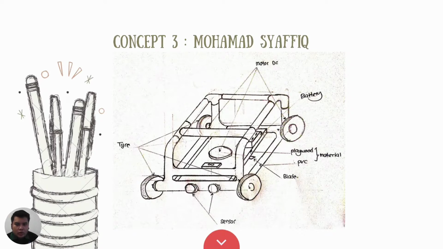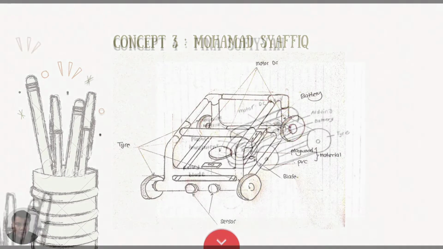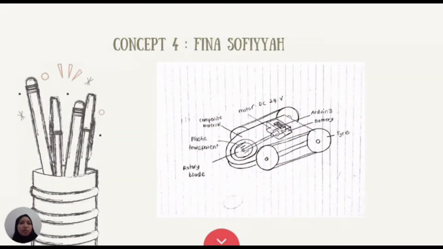To move the lawnmower, I have chosen an electric tire that has a motor attached to it. And lastly, I choose a metal blade for mowing the lawn because it has long durability and a sharp cut. That's all from me. Thank you.